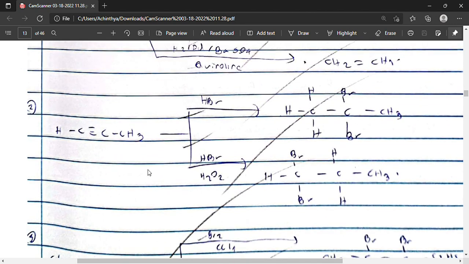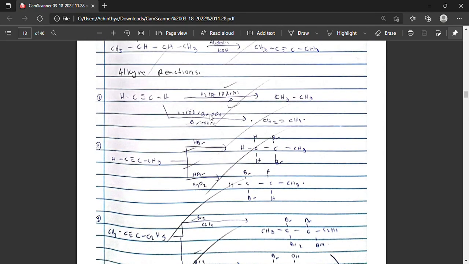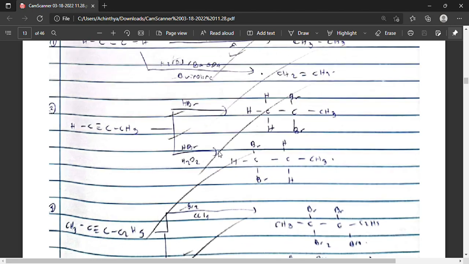Here is another reaction we can do with alkynes. It is hydrohalogenation, and as we can see, we have a lot of reactions which are analogous to those of alkenes. So yeah, it's rather convenient.